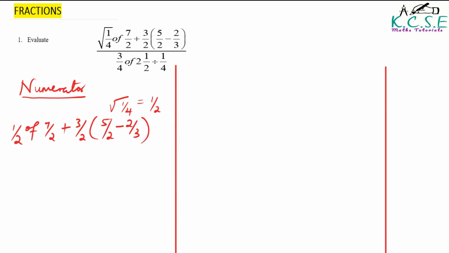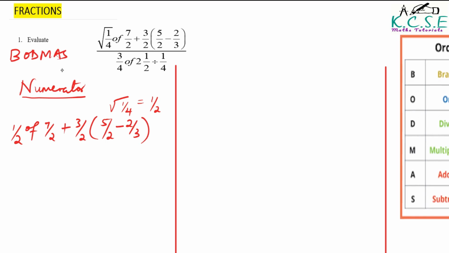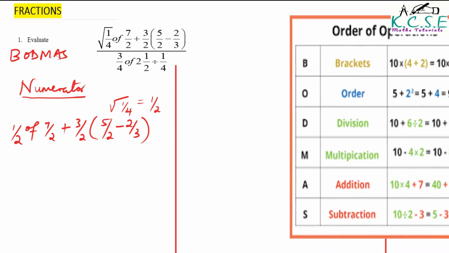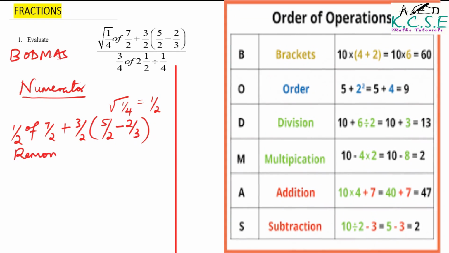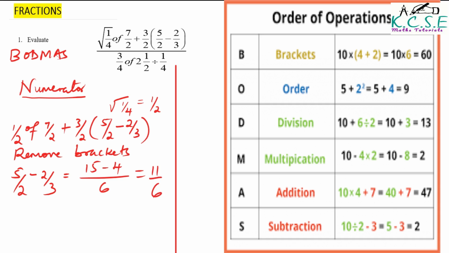We're going to follow the rule of BODMAS. This is the order that you should follow. So according to BODMAS, we'll start with the brackets. Remove the brackets. In the brackets, we have 5 over 2 minus 2 over 3. That is what you have in the bracket. To solve this, get the LCM of 2 and 3, which is 6. And this one will give 15, subtract 4, and you get 11 over 6.